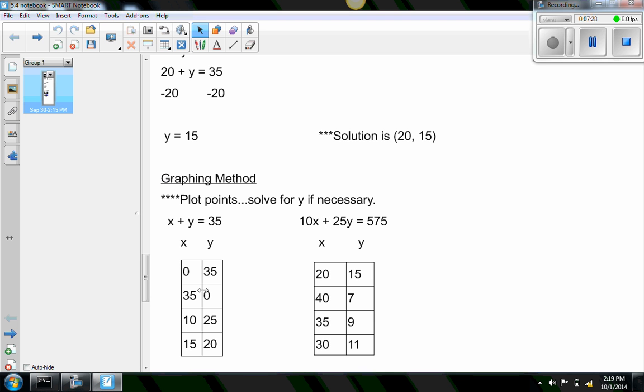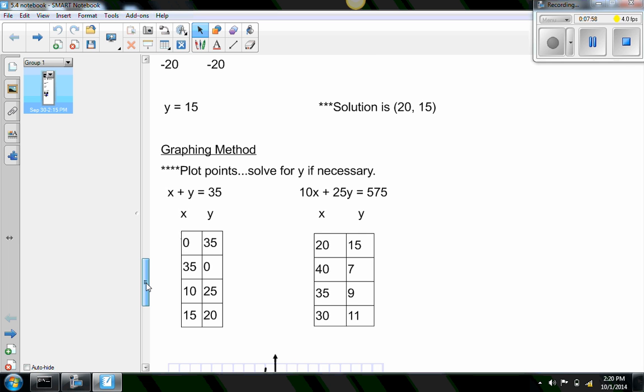So I came up with 4 points for that one, and then I need points for the other one as well. And I just found numbers that went in there and that it worked for. So 20 times 10 is 200, and then 25 times 15 is 375. So if I plug a 20 in here and a 15 in here, it equals 575. If I plugged a 40 in here and a 7 in here, it equals 575. 35 for x, 9 for y, 30 for x, 11 for y. Inputs and outputs. Once I have my points, I can go ahead and graph them.